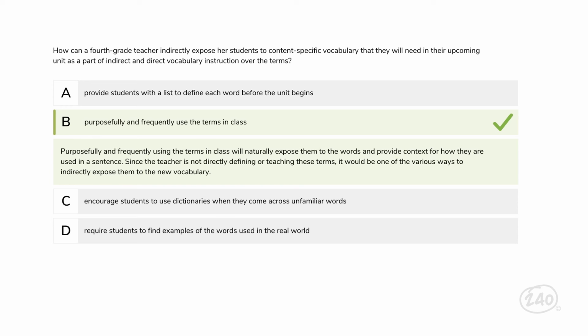Since the teacher isn't directly defining or teaching these terms, it would be one of the various ways to indirectly expose them to the new vocabulary. Next up, reading, inquiry, and research.